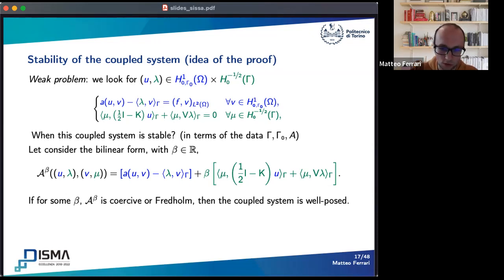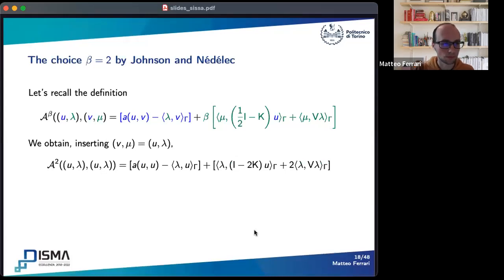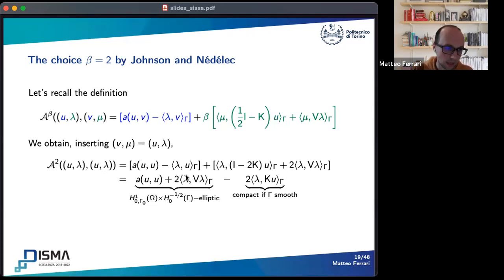In the pioneering paper by Johnson and Nédélec, they considered beta equal to 2. With beta equal to 2, we have this compensation of these 2 and 1/2. And if we insert v mu equal u lambda in this bilinear form, here we have exactly minus lambda u and plus lambda u. We have this good cancellation, and it remains only 2 terms, an elliptic term and a compact term. A compact part only if gamma is smooth. This is why they need gamma smooth enough and not only Lipschitz. If gamma is Lipschitz, this is not compact. So they need the regularity of gamma to prove that this is Fredholm.